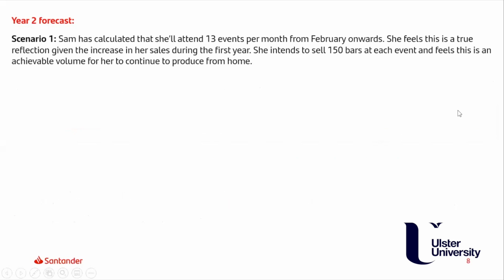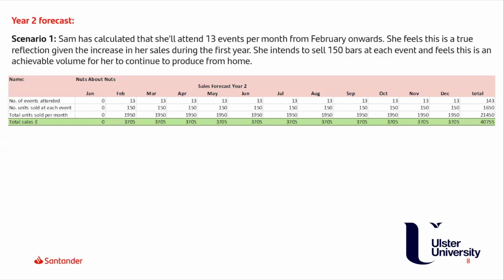So scenario 1, Sam has calculated she's going to attend 13 events per month from February onwards. And she thinks that's a true reflection given the increase in her sales during the first year. And she's going to sell approximately 150 bars at each event. She thinks this is achievable for her to continue production from home. So what that looks like for her is this.